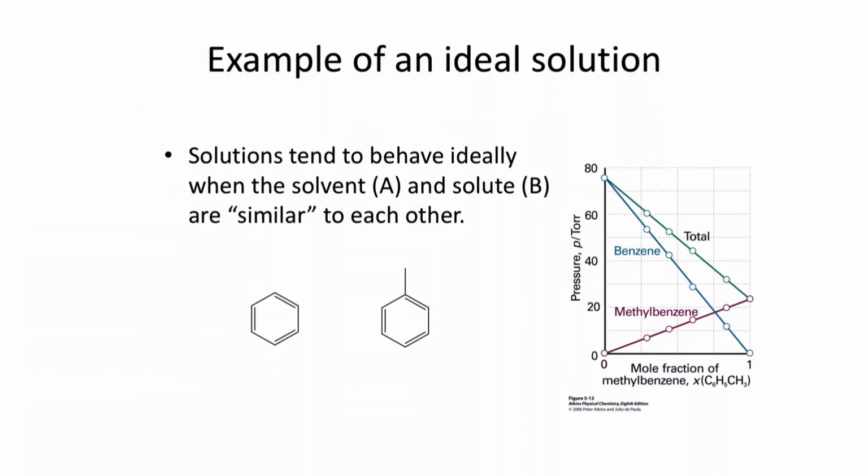Okay, so here's an actual example of an ideal solution. Okay, on the left is something called benzene, and on the right is something called toluene or methylbenzene. And you can see that the chemical structure of benzene is pretty similar to the chemical structure of toluene, right? The only difference is this little stick here, which represents something called a methyl group, which is just a carbon and 3 hydrogens.